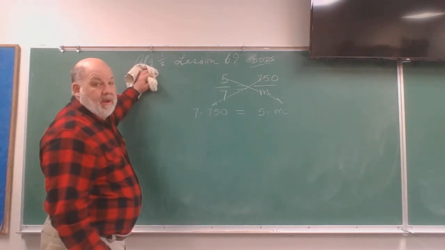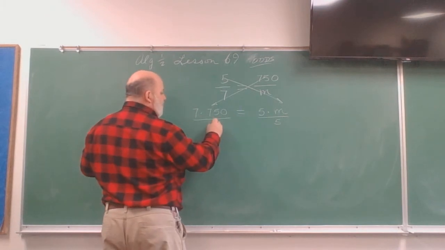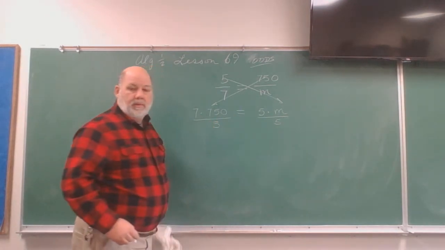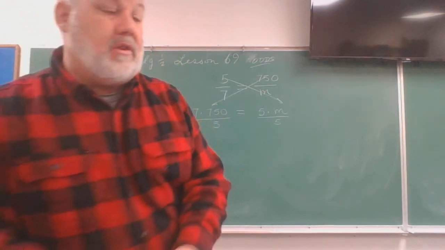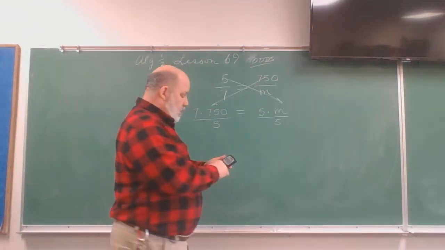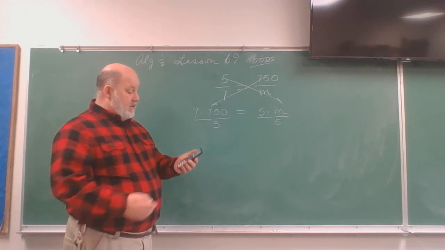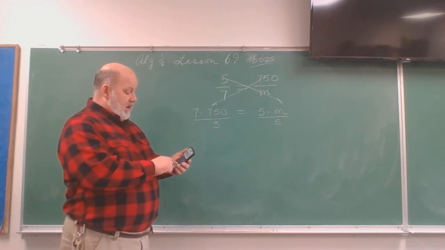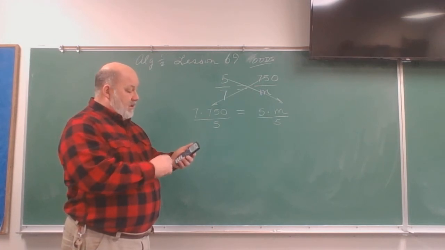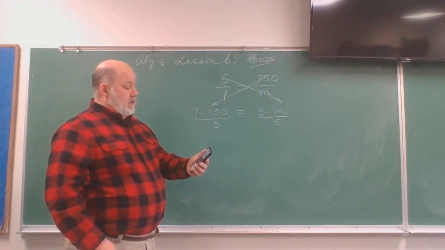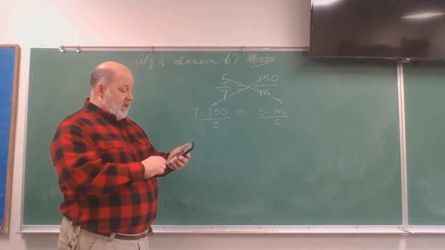How do we get M by itself? We divide by 5. And I hope I brought my calculator with me. I did, because I can't do that in my head. Actually, I can, but I'm not going to. I don't mind if you use a calculator on this. So I'm going to go 7 times 750 divided by 5 equals, oops, I put times 5. Divided by 5.